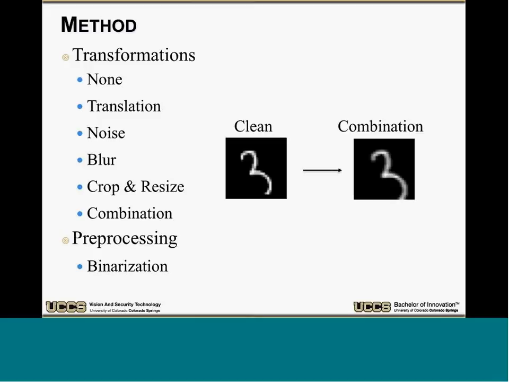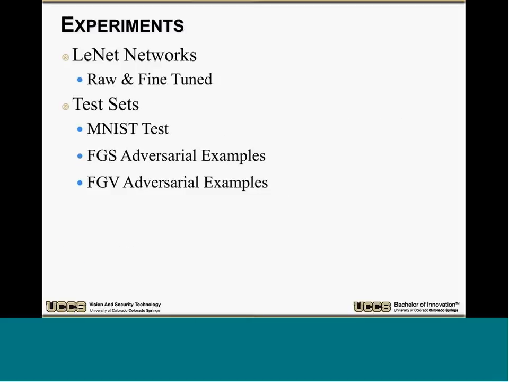Then we apply a combination of transformations to get the whole pipeline into the deep neural network, because you're not going to just have one transformation when you have the image input to the deep neural network. And I wanted to give an example of our pre-processing technique of binarization. That just gets rid of any gray values within the image itself.